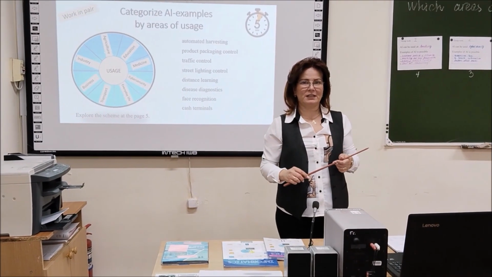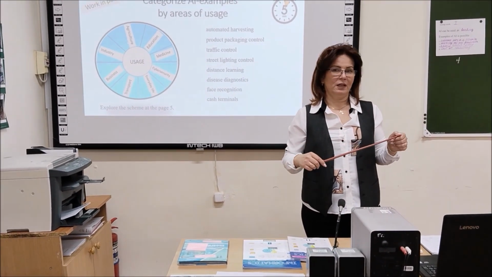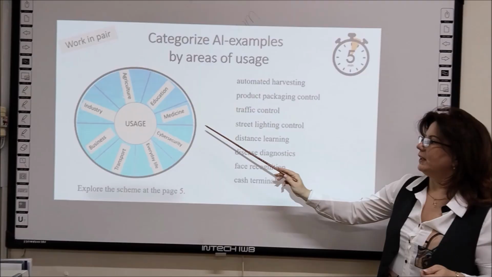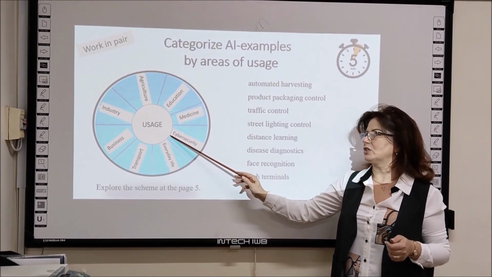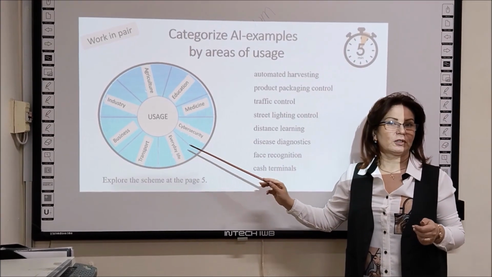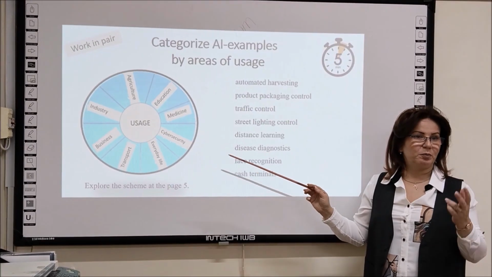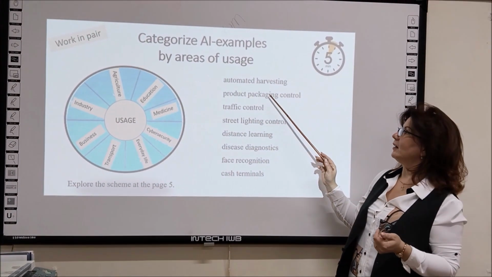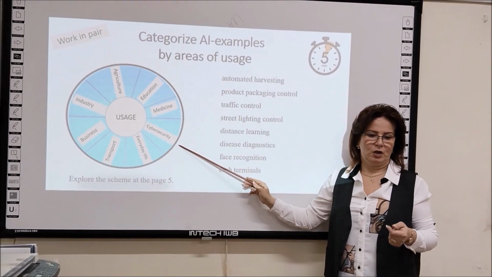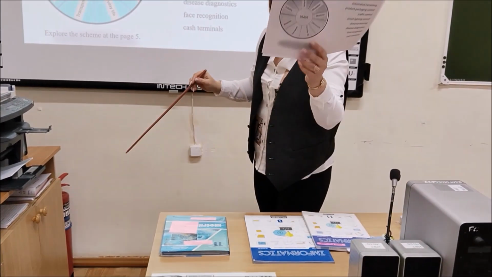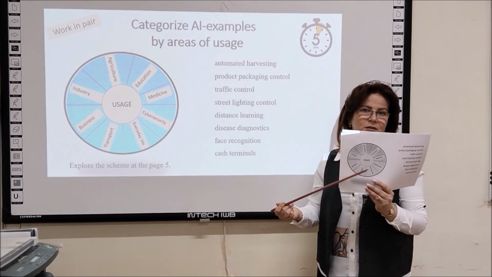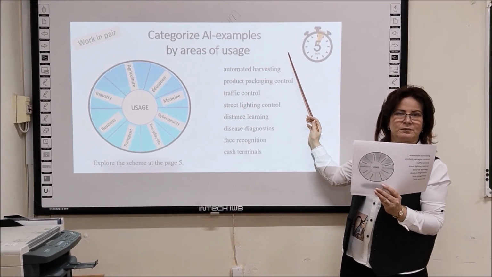Next step of our lesson, work in pairs. For example, you can see the diagram. This diagram is named usage of artificial intelligence. Each part has a name: medicine, education, etc. What should you do? You should create pairs and categorize the examples by the areas of usage. You will do this task on the poster. Here and there, the same information. I give you 5 minutes for this work.